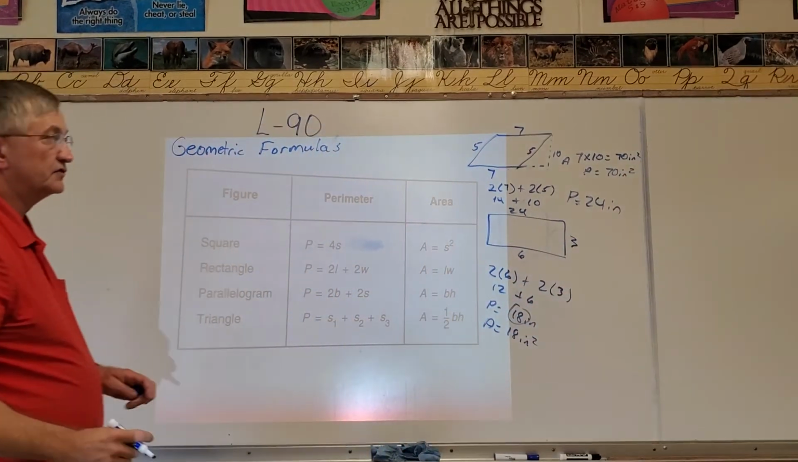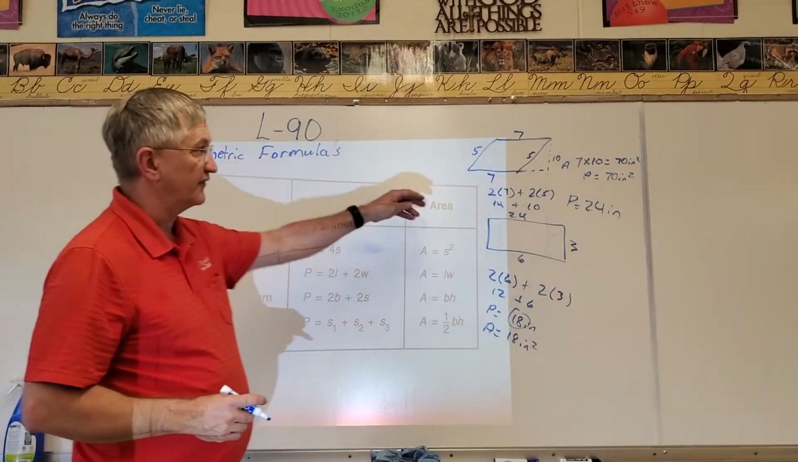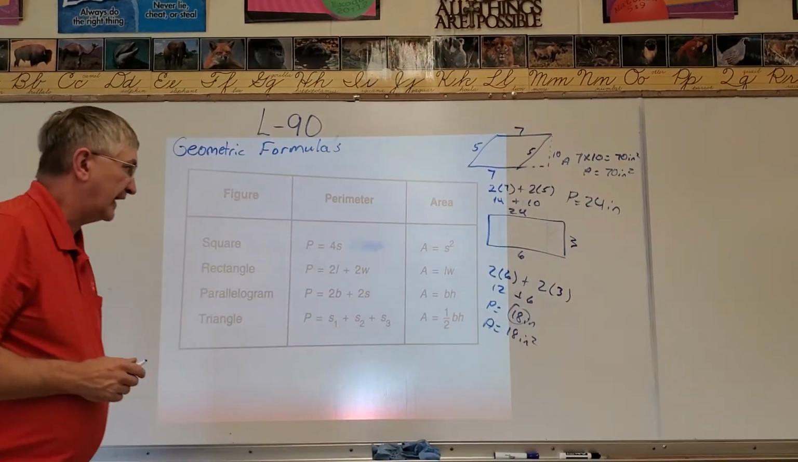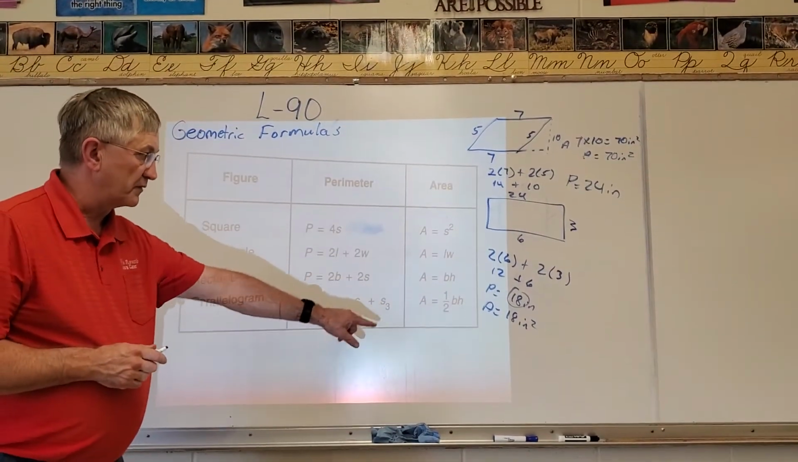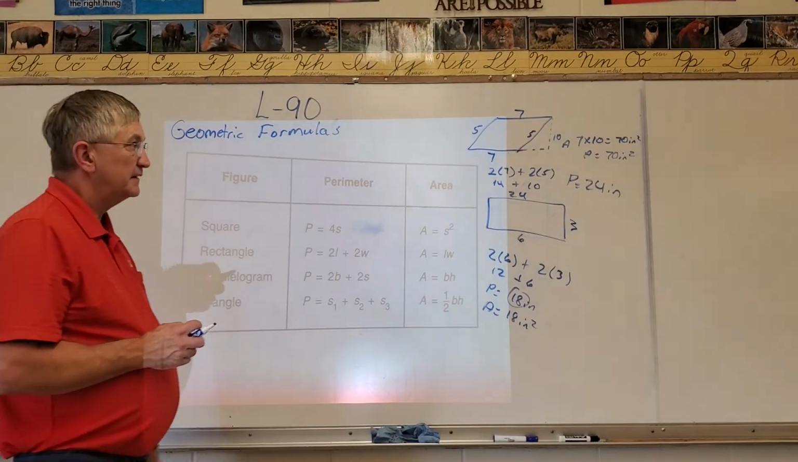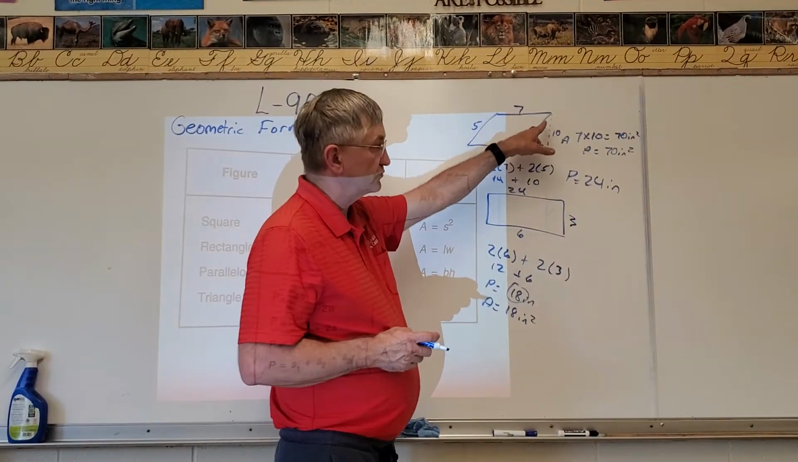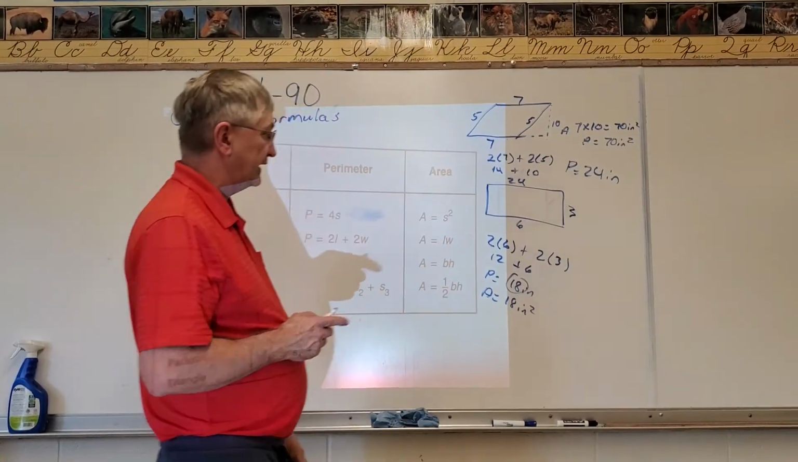So we have a baseline, but the height line is different when figuring that. And they don't really say that in the formula. They just say base times height. But you notice you can't use the slanted side as a height because it's not a straight line. You have to have that invisible height line.